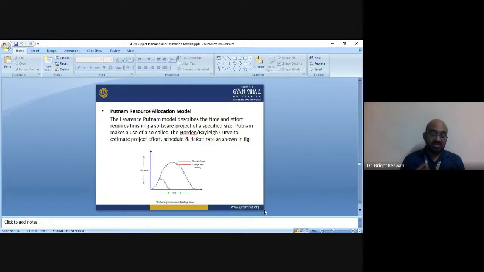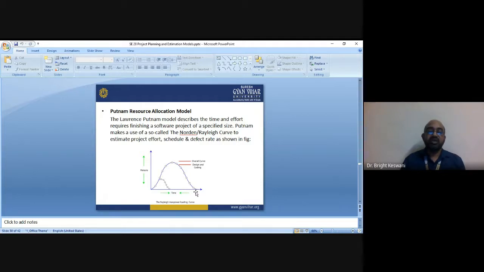Yes, this is the Rayleigh curve, a sort of curve which is a huge wave. The first thing is requirement analysis. This is the requirement analysis and design. This is the peak. Peak means implementation and testing. So implementation and testing is done here. And lastly, final integration and final testing is here.